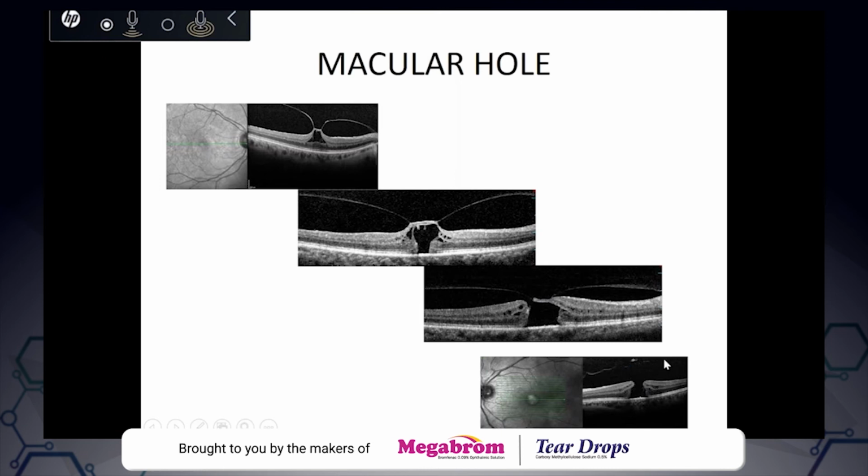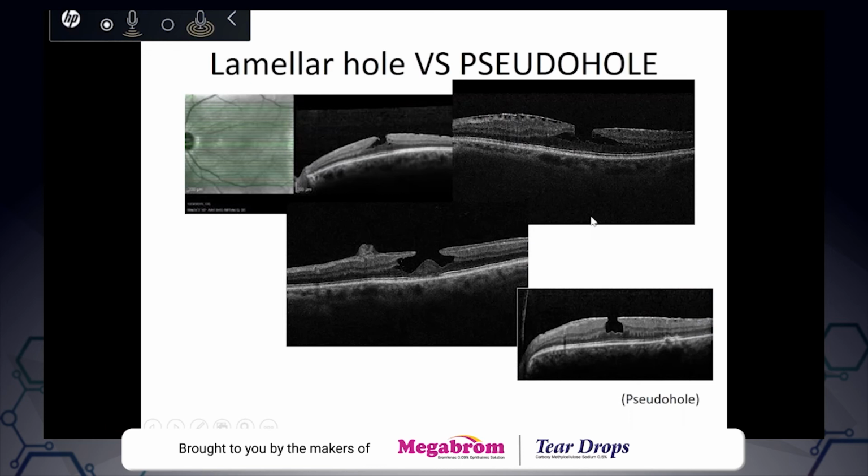If this posterior hyaloid separation extends, if it is separated from the disc also, then it is called stage 4 hole. So in macular hole, you can make a diagnosis of the macular hole. Staging of macular holes can be done. You can also classify the macular holes, and you can tell the patient this is your defect. So OCT may be useful to educate the patient also.